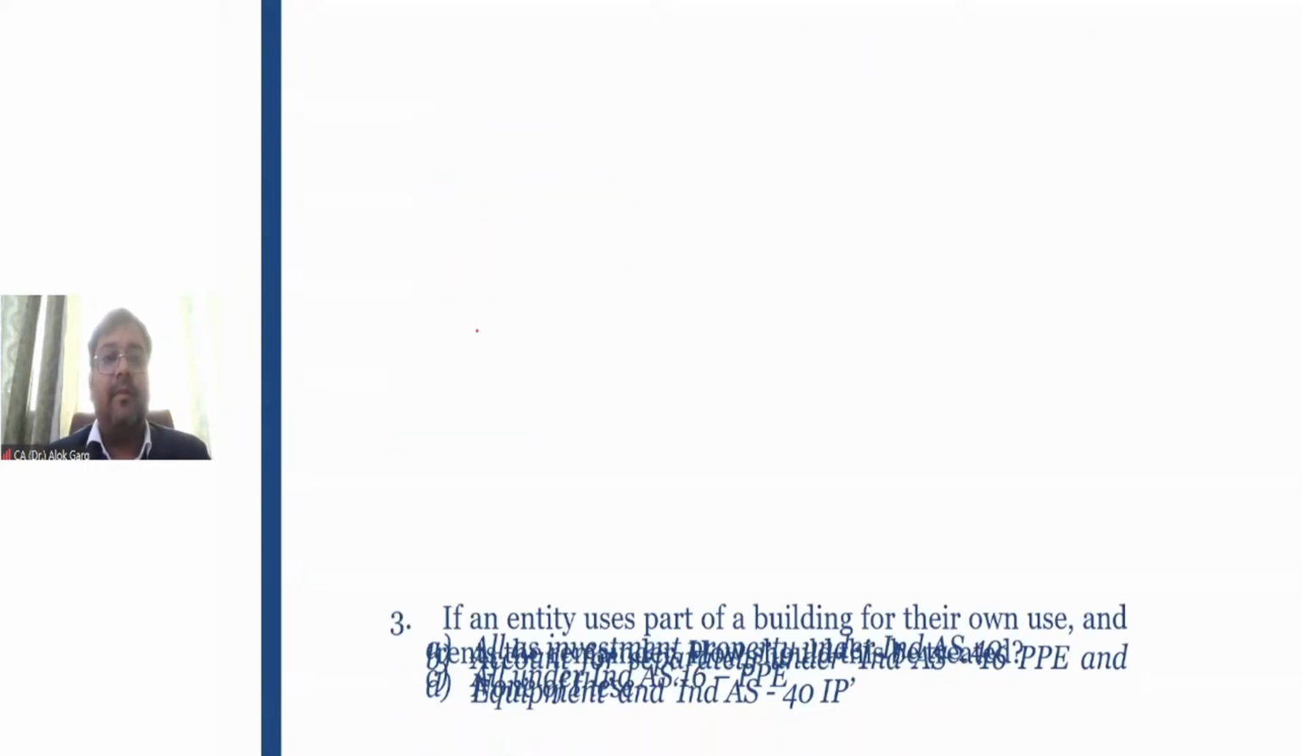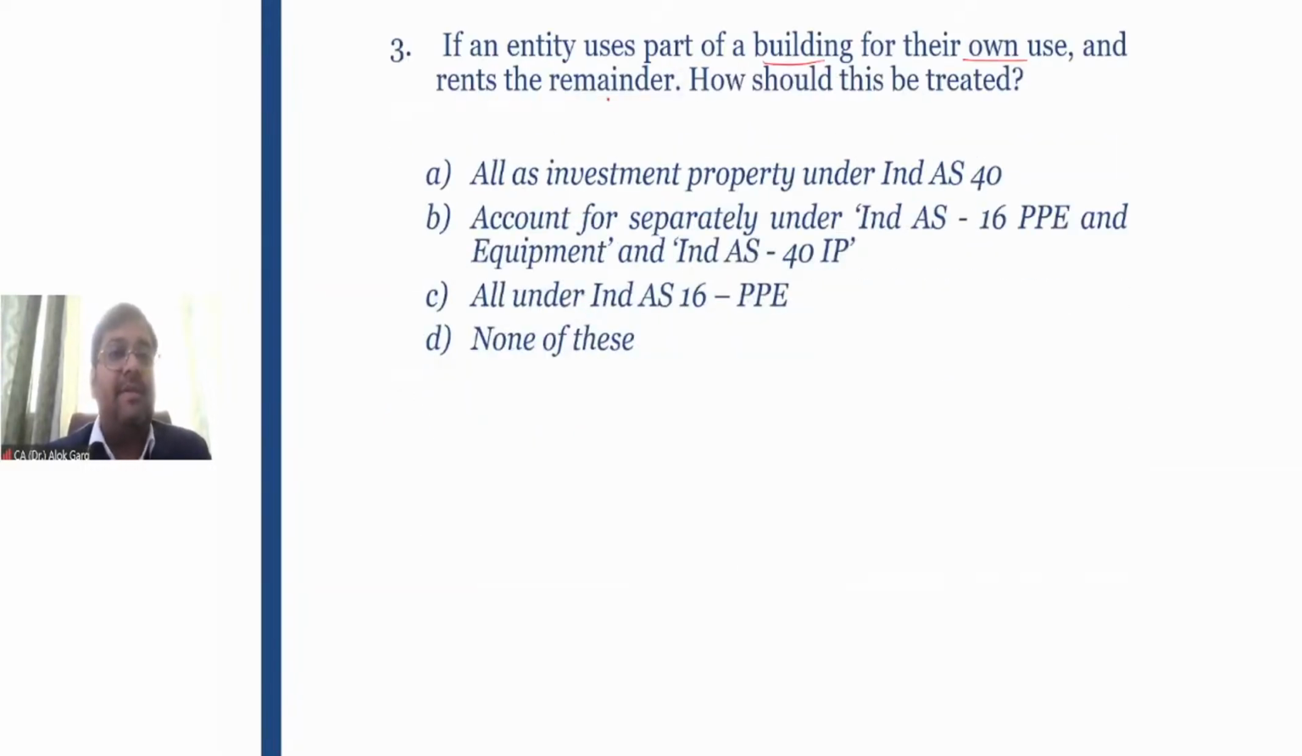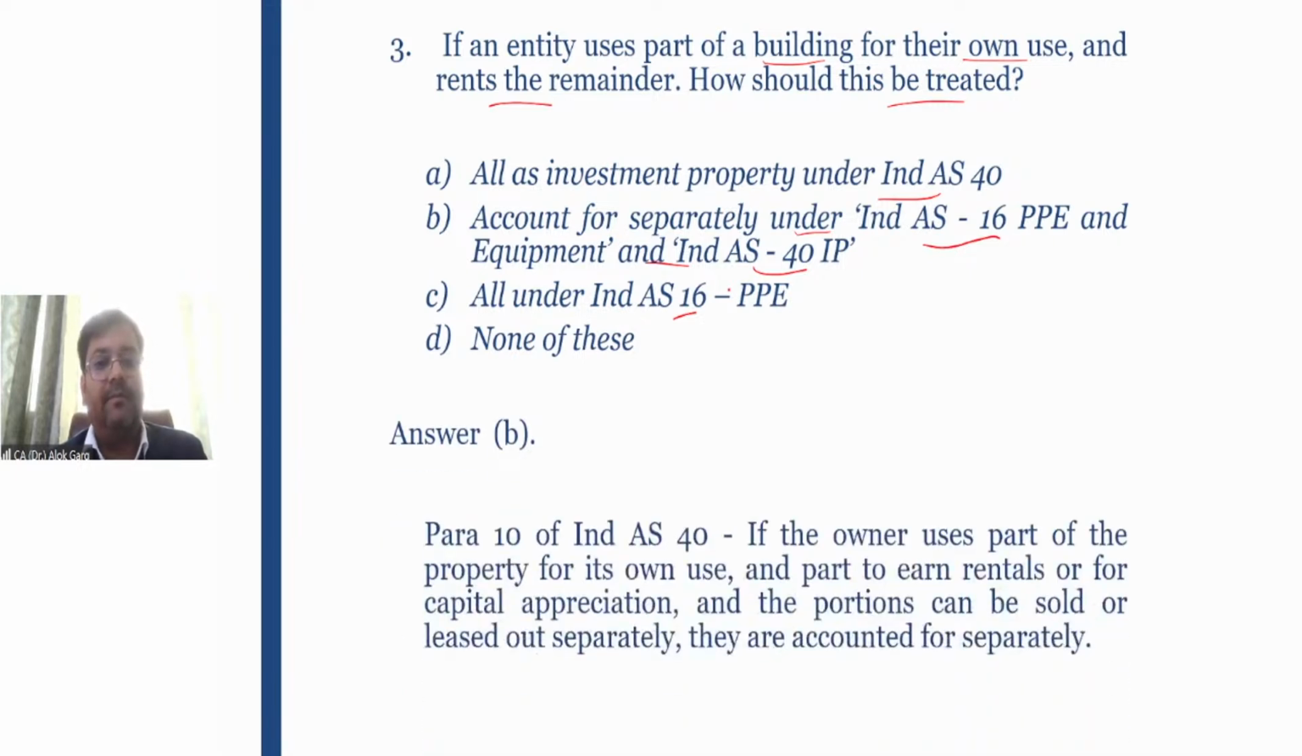Question number 3. If an entity uses part of a building for their own use and rents the remainder, how should this be treated? All as investment property under Ind AS 40, accounts for separately under Ind AS 16 and Ind AS 40, all under Ind AS 16, none of these. Again, it depends. So if it is separable, then account for separately. If it is not separable, then you have to check the significant portion usage or judgment, right? But what is the appropriate answer in this case? It has to be accounted for separately under Ind AS 16 and Ind AS 40, right? Is it clear?